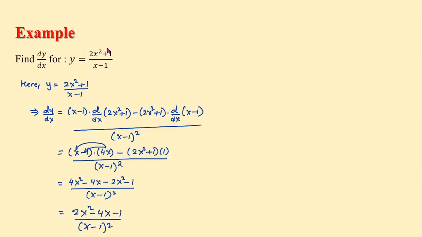The function is given in the form of an algebraic fraction, or it is a rational function. Because this function is a rational function, we use the quotient rule. So if you see a rational function, you can use the quotient rule. Or if you see the function in the form of numerator over denominator, you can use the quotient rule.